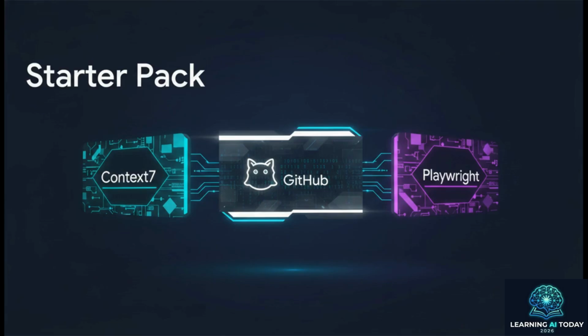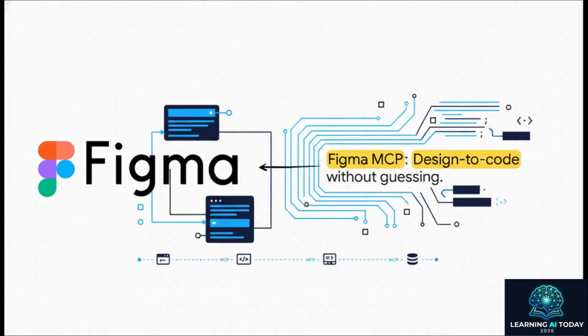Context 7 gives you the ground truth for docs. GitHub gives you repo control. Playwright gives you autonomous testing. Do yourself a favor and install this exact trio on every single machine you touch before you add anything else. This is the core engine block of the modern workflow. Once that base engine is purring, we can start adding some specialized horsepower.